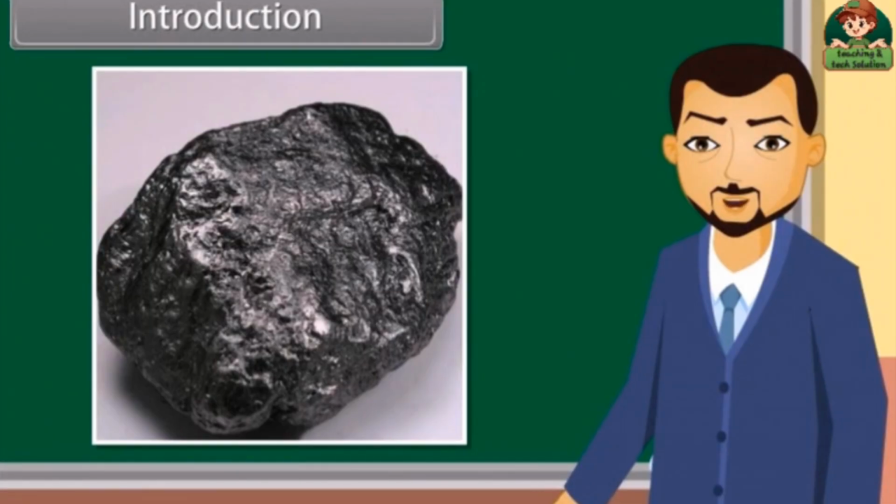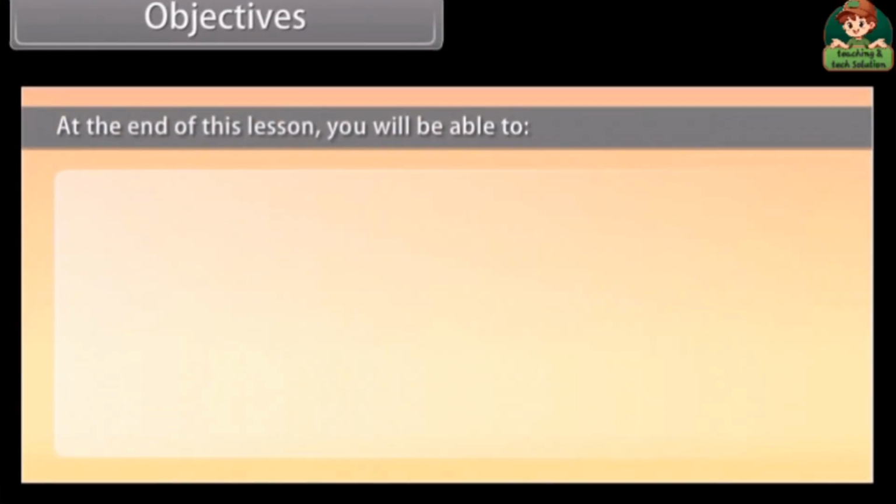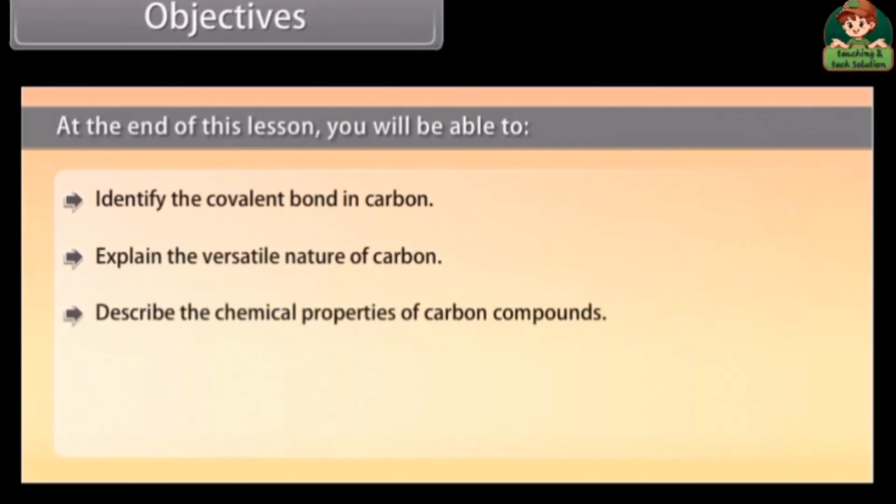Children, in this lesson, you will learn about carbon, the versatile nature of carbon, the chemical properties of carbon, and a few important carbon compounds. Objectives. At the end of this lesson, you'll be able to identify the covalent bond in carbon, explain the versatile nature of carbon, describe the chemical properties of carbon compounds, describe important carbon compounds.